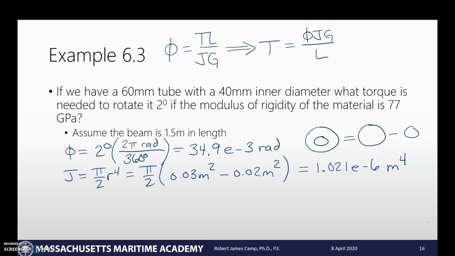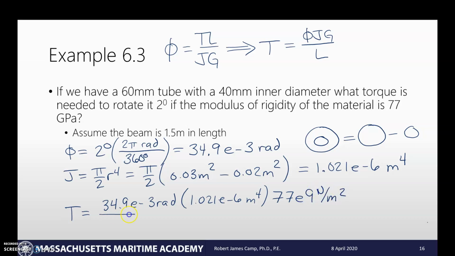And at this point, we have everything. We'll just plug it right into our equation. Angle of twist is 34.9 times 10 to the negative 3 radians. Polar moment of inertia, 1.021 times 10 to the negative 6 meters to the 4th. Our modulus of rigidity is 77 times 10 to the 9th Newton per meter squared. Why do I do that? To make canceling out these units easier and make sure everything's correct. 1.5 meters is our length.